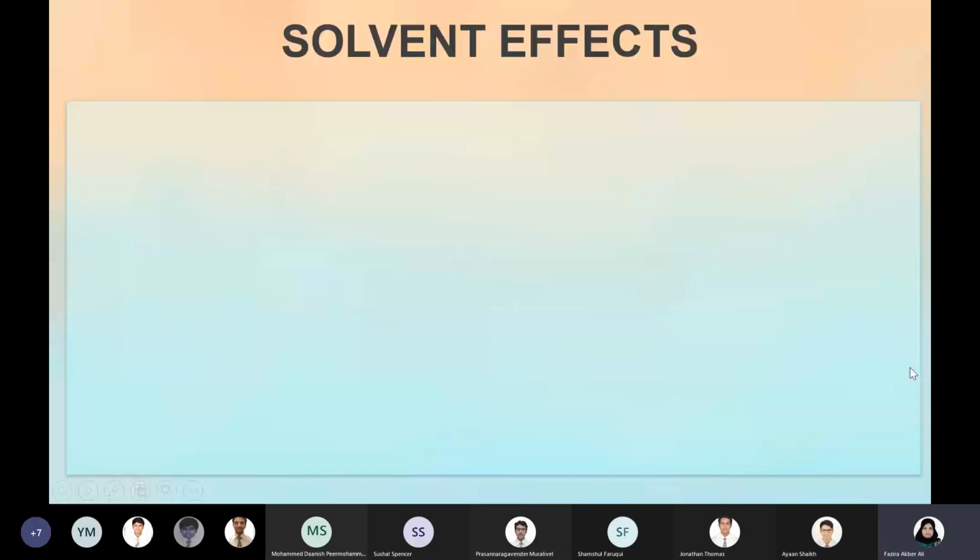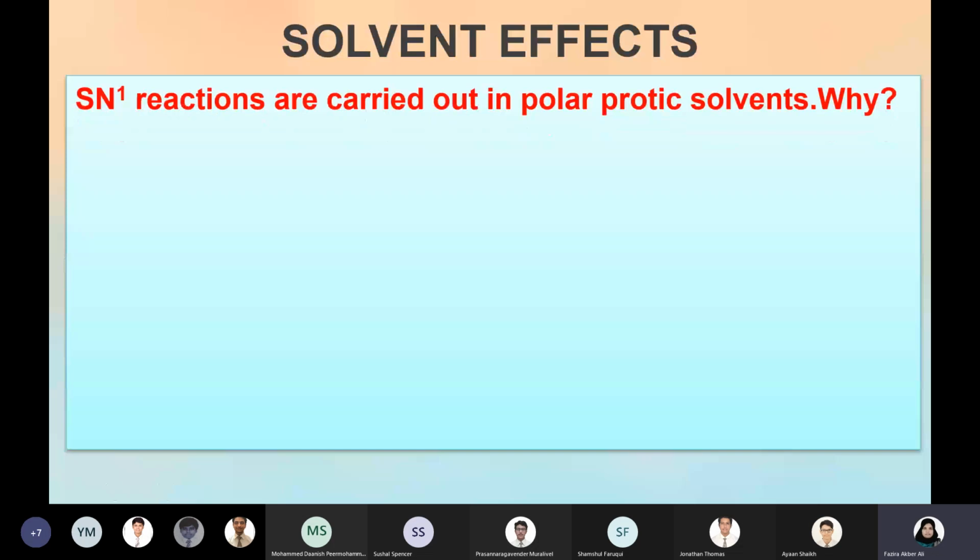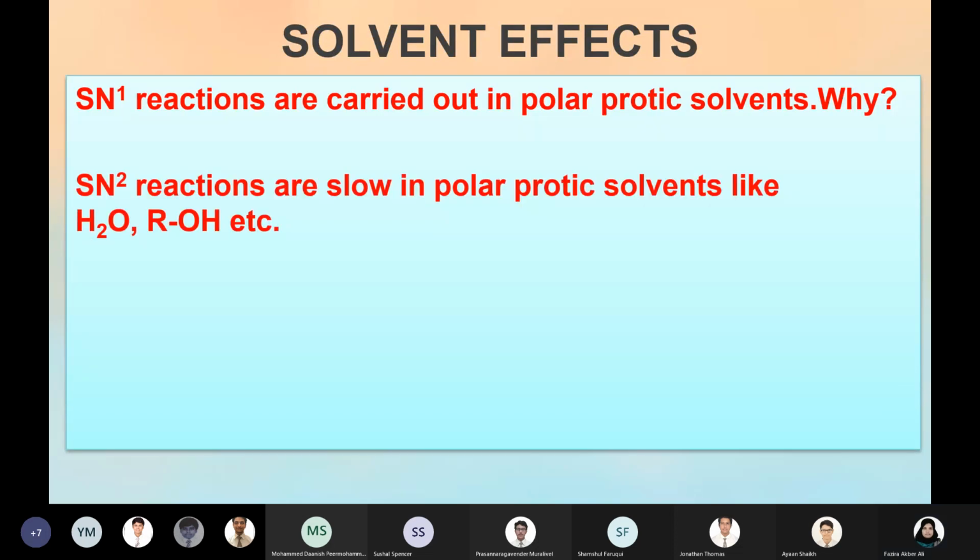Solvent effects, as it's a continuation of SN1 and SN2. There are two different questions you can expect. So as a question only we will discuss this content. SN1 reactions are carried out in polar protic solvents. Why? Or the other question is, SN2 reactions are slow in polar protic solvents.